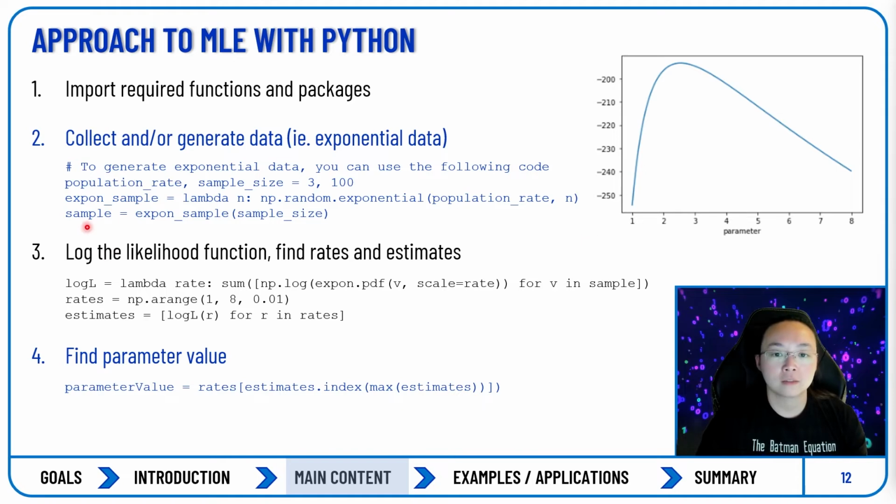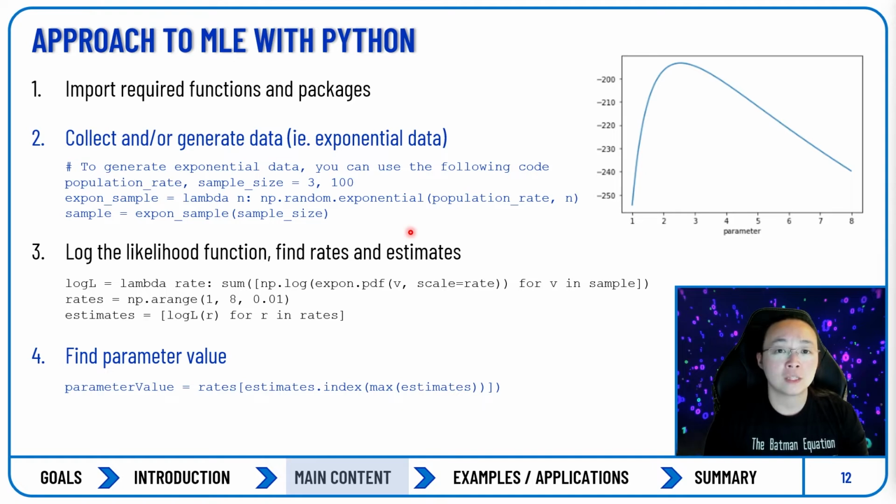After this, you can define your sample overall. Your sample is equal to expon sample coming from this, or your sample size, which was defined as 100. So this purely means you've now defined sample as a list of all the different values that you have for your sample set. After you have your sample, whether it's generated or collected somewhere, we can jump through different steps with MLE.